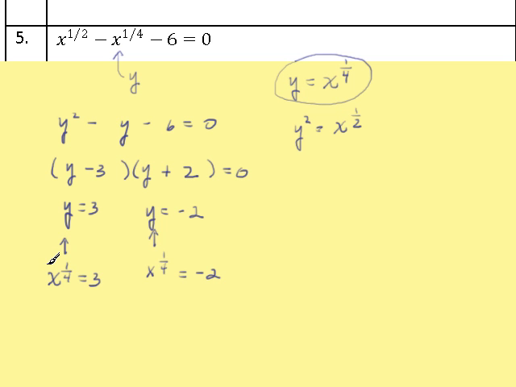Solve these by raising both sides to the exponent 4. So we have x is equal to 3 to the 4th. 3 to the 4th is 81. And here again.